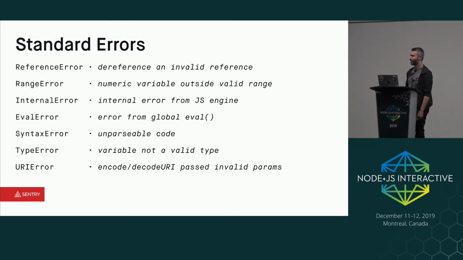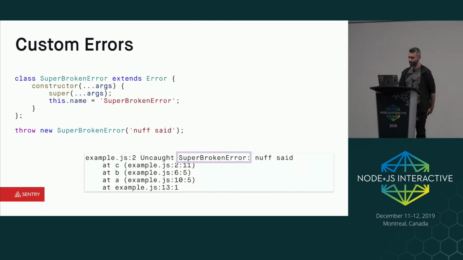Internal error is when the actual underlying JavaScript engine has exploded in a way that it doesn't quite understand. So if you do see that, it means that V8 is not happy. Eval error happens if you try to run eval in the global scope, things like this. You could use these yourself if you wanted to. Again, they're not protected in any way. You could throw them yourself.